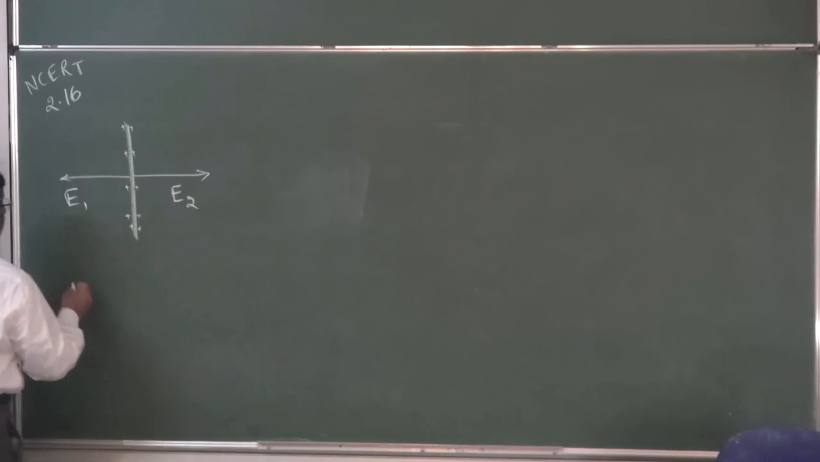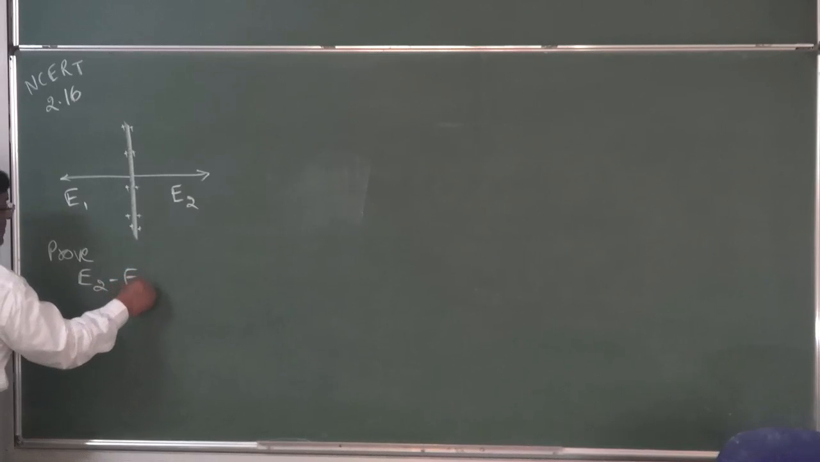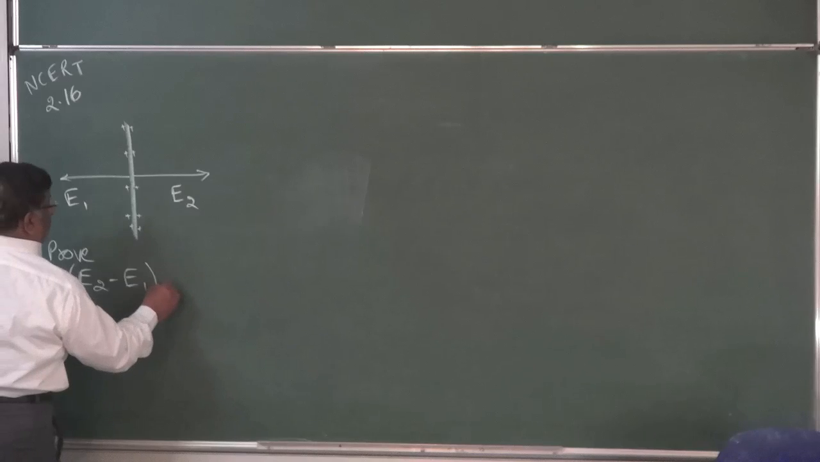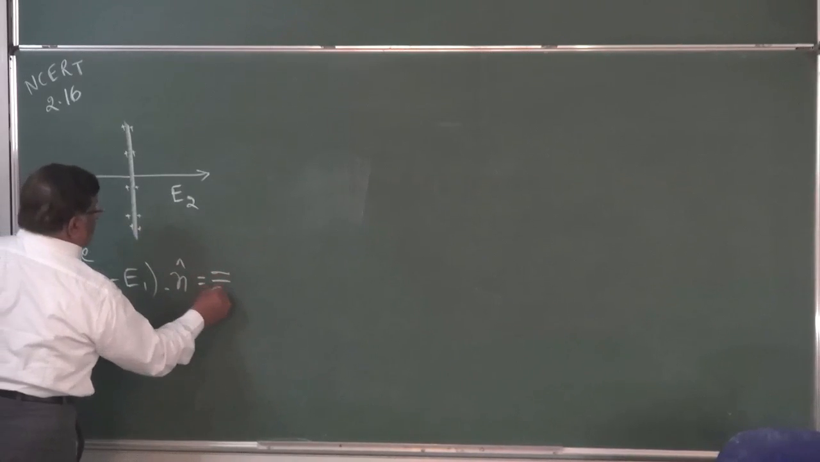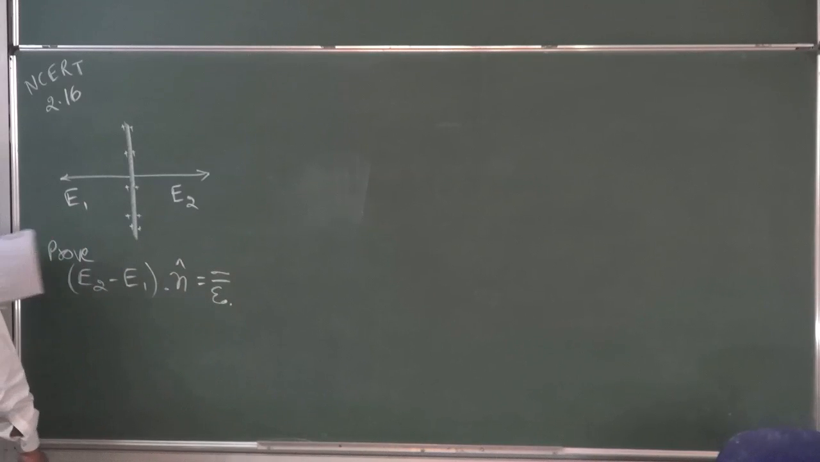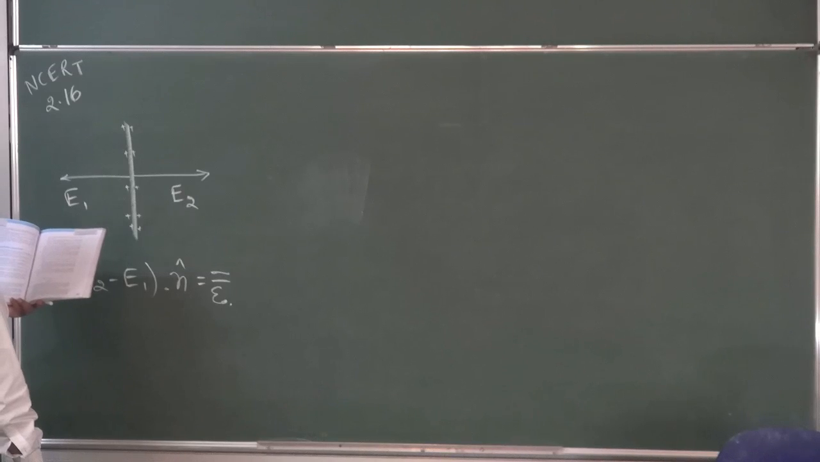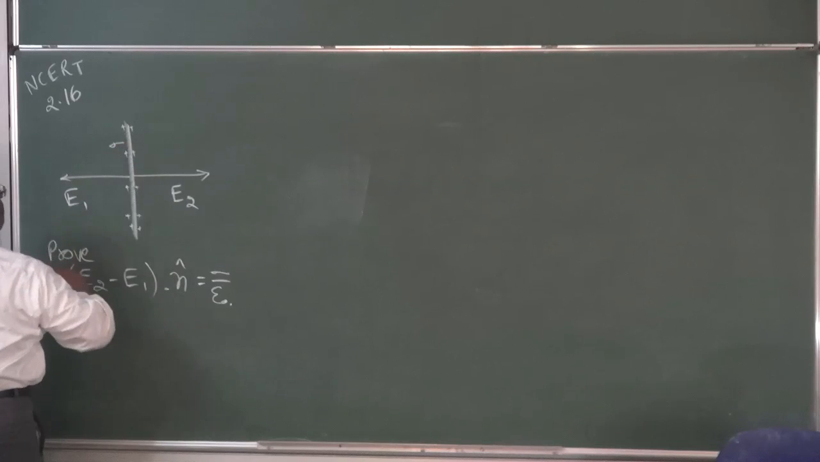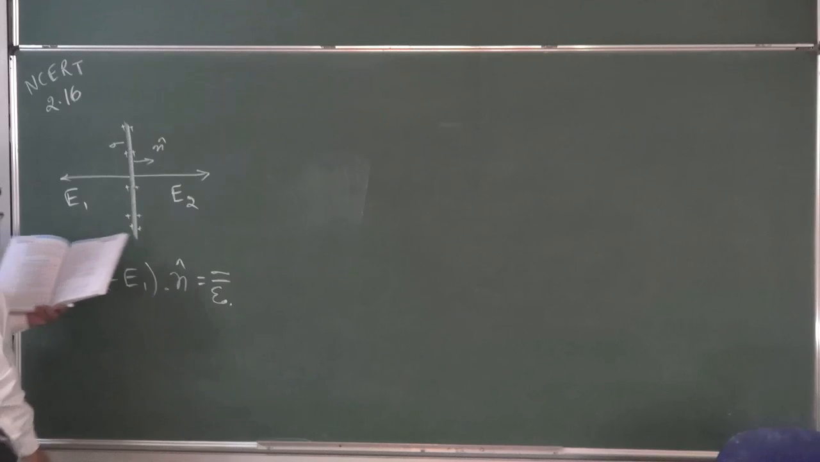E2, E1 and prove E2 minus E1 is equal to sigma upon epsilon naught n, where n is the unit vector normal to the surface and sigma is the surface charge density. We already know sigma is surface charge density, and unit vector n is in this direction. Correct?